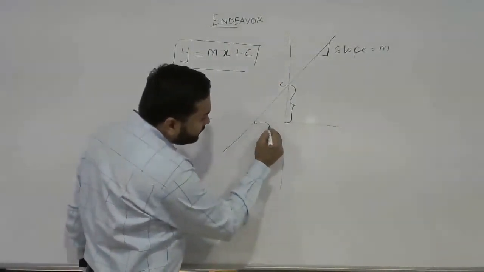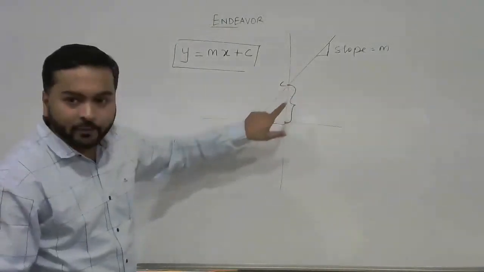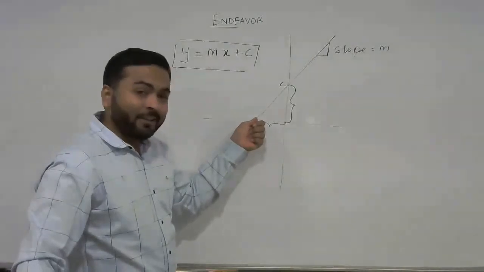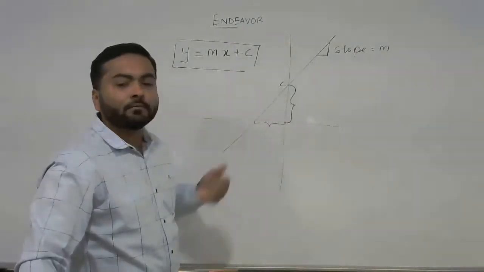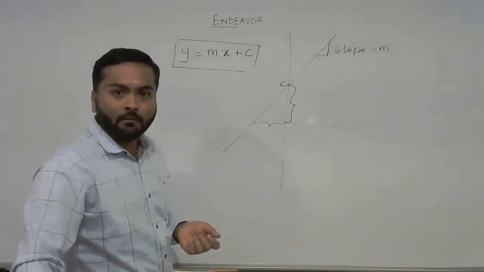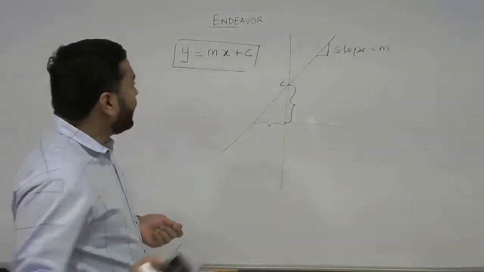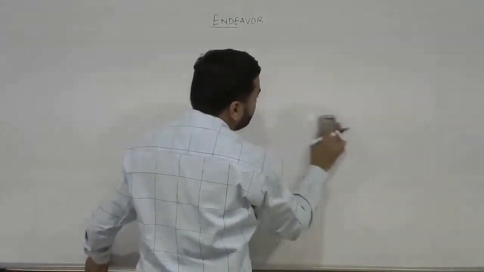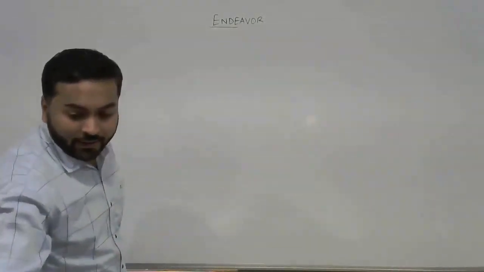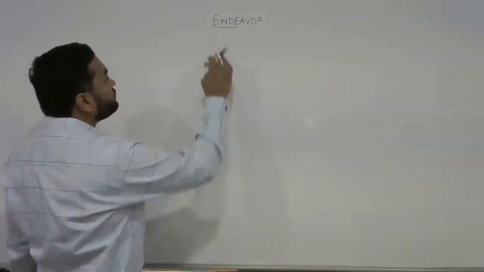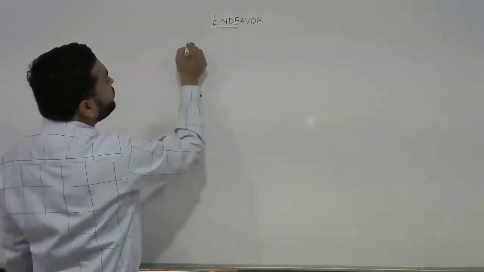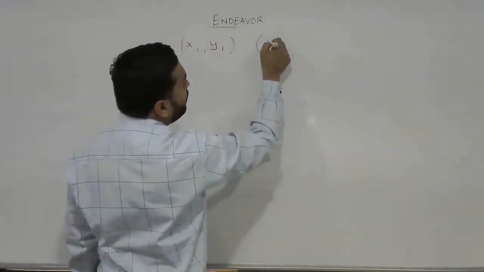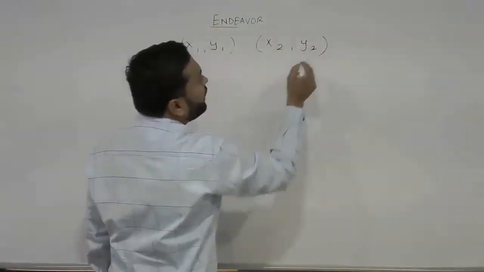So what would this be in that case? If this is the y-intercept, this would be the x-intercept, because this is the distance of the point where the line is cutting the x-axis from the origin. Clear, everyone? Great. Now, let's see how you can find an equation of a line if 2 points are given, x1, y1 and x2, y2.